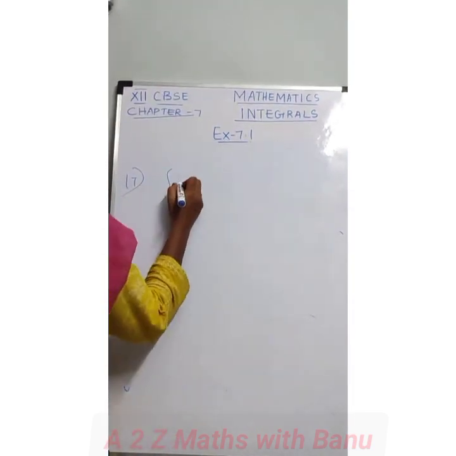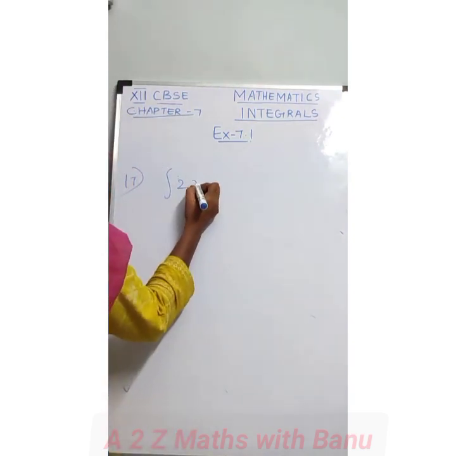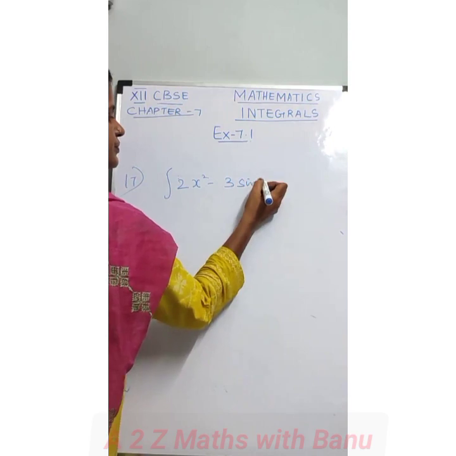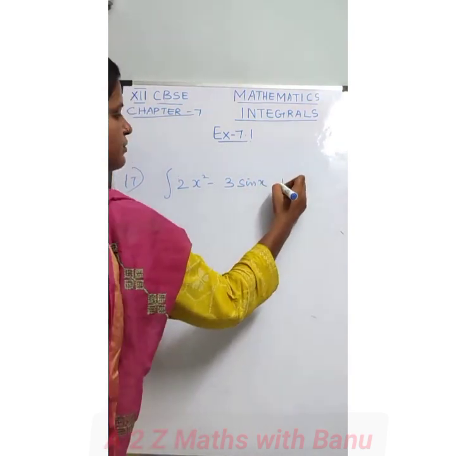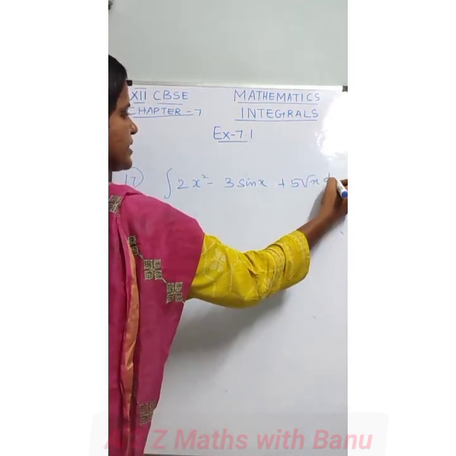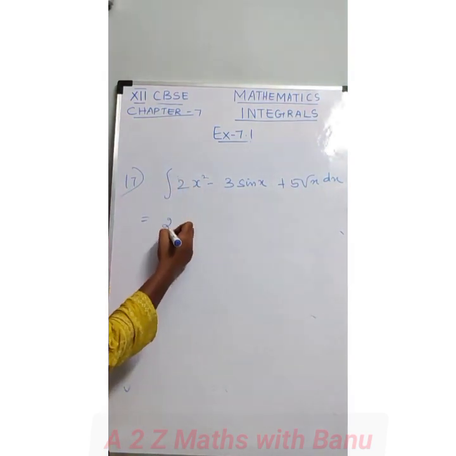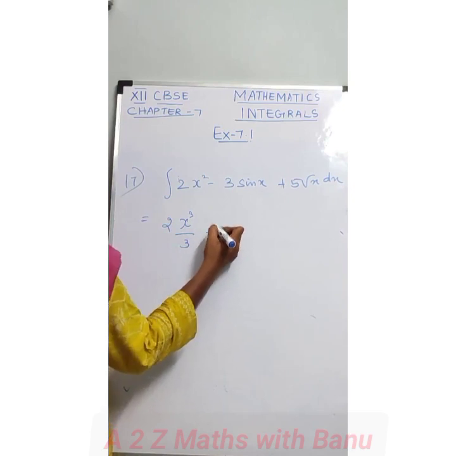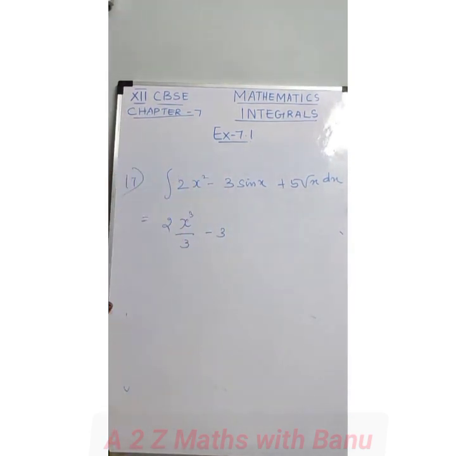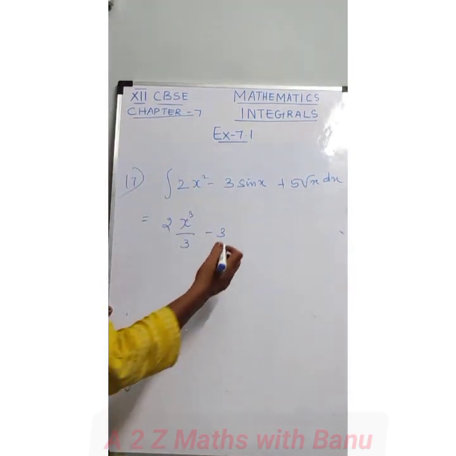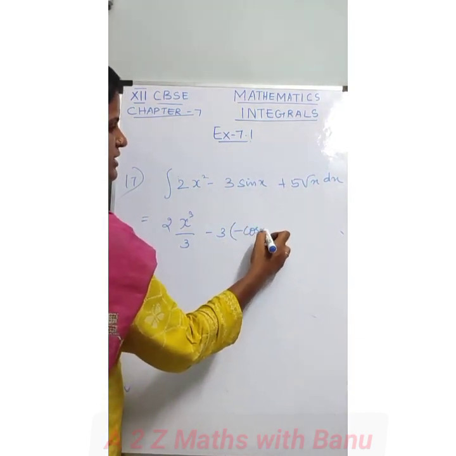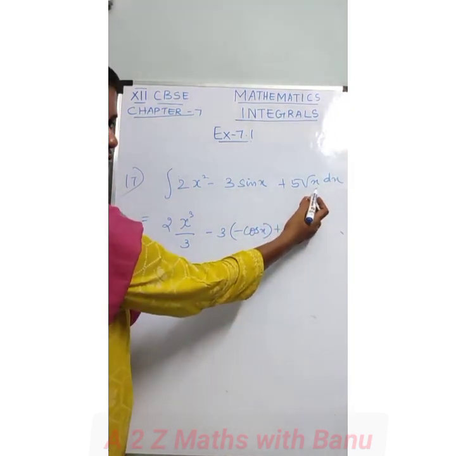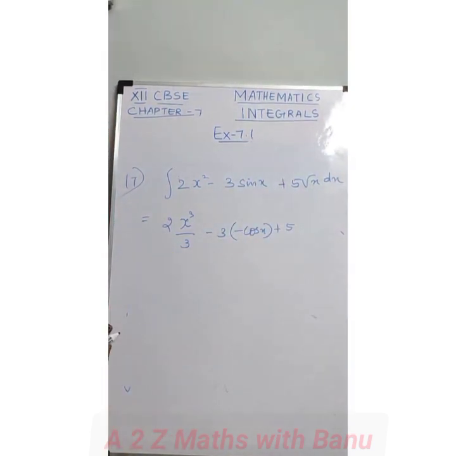And then we have 17th problem, which is integral of 2x square minus 3 sin x plus 5 root x dx. And 2 you can take outside, x square integration is x cube by 3, minus 3 you can take outside, integration of sin x is minus cos x, so you will get minus cos x. Then 5 you can take outside from the integration, root x is nothing but x power half.